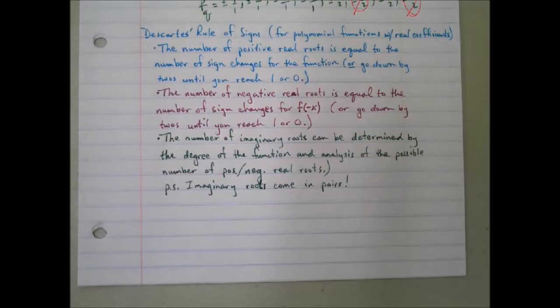The number of negative real roots is equal to the number of sign changes for f of negative x. So you're inputting a negative x. Or you go down by 2's until you reach 1 or 0. Finally, the number of imaginary roots for the polynomial function. We really haven't been dealing with imaginary roots yet, but we will start dealing with them now. The number of imaginary roots can be determined by the degree of the function and analysis of the possible number of positive and negative real roots.